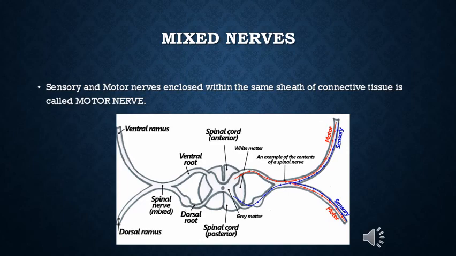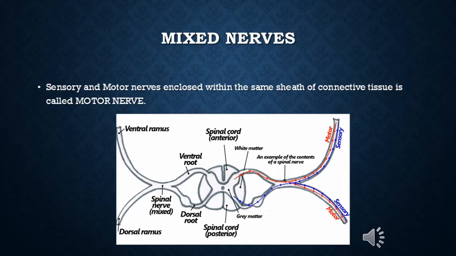Then we come to the mixed nerve. What is a mixed nerve? I have told you before that a mixed nerve is a nerve in which the sensory nerves and the motor nerves are collectively present. So, what is its function? Mixed nerves are composed of both, so it is going to do both works. The sensory and the motor nerves are working together.